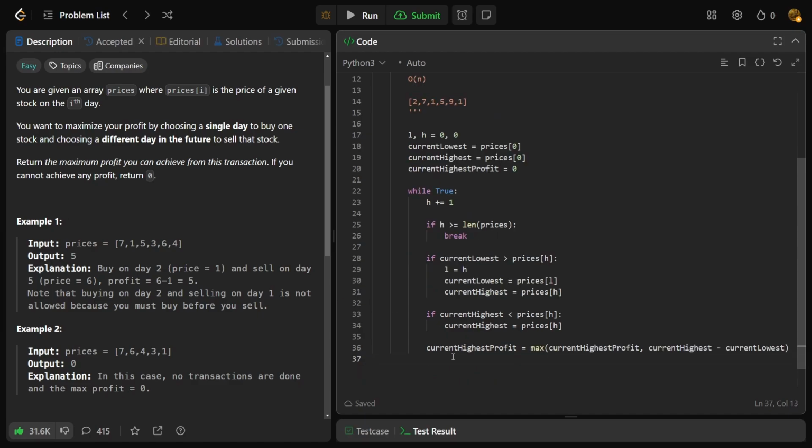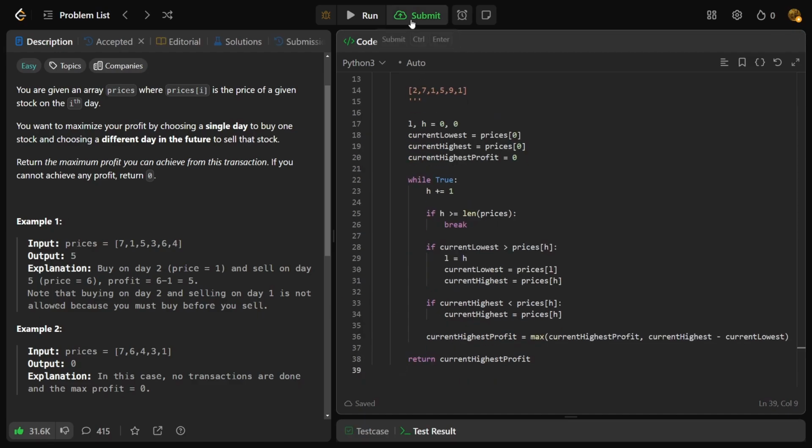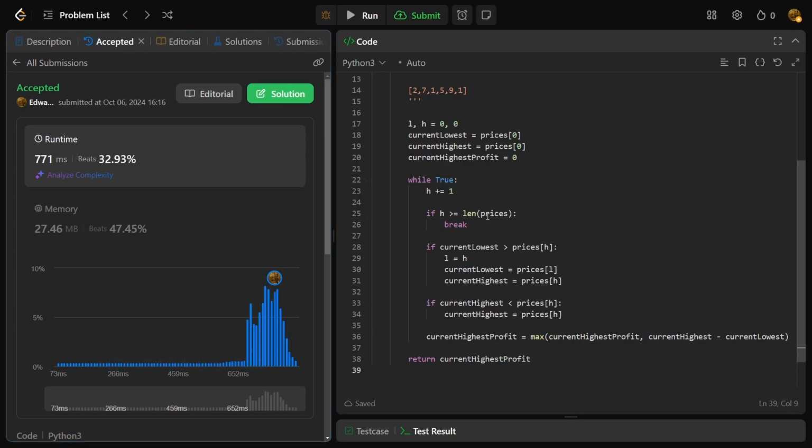All right, let's just return the current highest profit now, and let's see if this runs. All right, looks good. Actually, looking at this, it doesn't even look like we need 2 different pointers, but this is fine. It won't increase our O of n runtime.